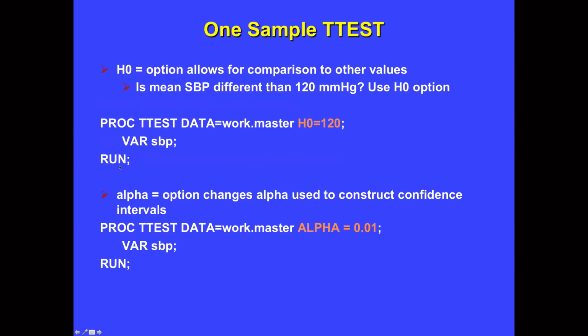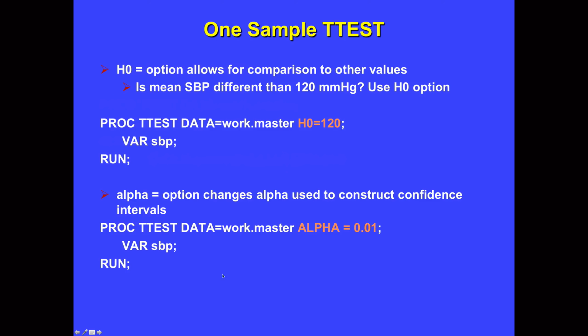Now if you wanted to change that null hypothesis, you simply need to add a very quick option to the proc t-test statement, and you would specify H0 equals whatever your hypothesized mean value is. So in this case, we want to see whether or not the observed blood pressure is different than a hypothesized mean blood pressure of 120. So I'm simply adding in H0, this is H-zero, equals 120. And nothing else in the code changes.